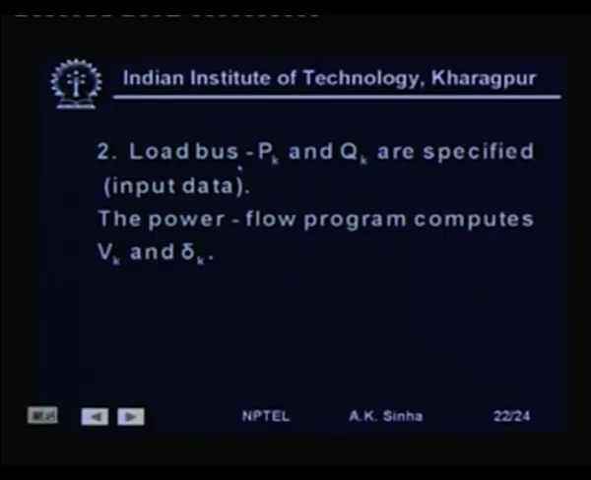Then the other type of bus bar is a load bus bar, where both real and reactive power are specified. At this bus bar, what are the unknowns? If we know V and delta at this bus bar, we have all the variables. So here P and Q are specified, that is, real and reactive power injection is specified, and the unknowns at this bus bar are V and delta, voltage magnitude and its phase angle.